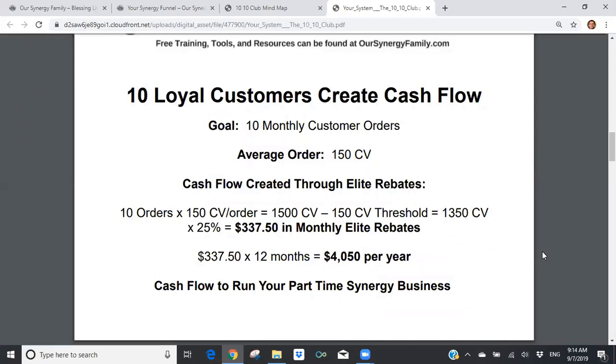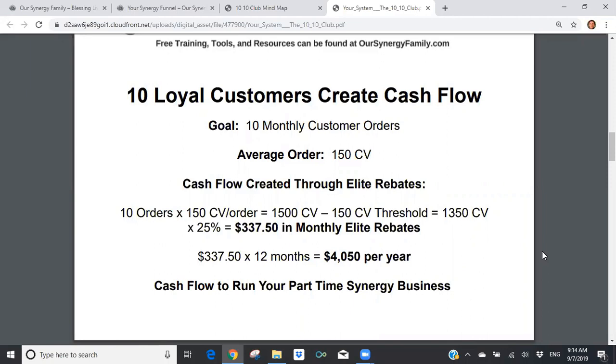Now, as you go, this certainly is not going to lead to financial independence. It certainly is going to create cash flow that allows you to operate your Synergy business and rewards you for doing that. Now, you can scale this. Like I scale this. I have more than 10 customer orders. Last month, my CV volume was close to 7,000.